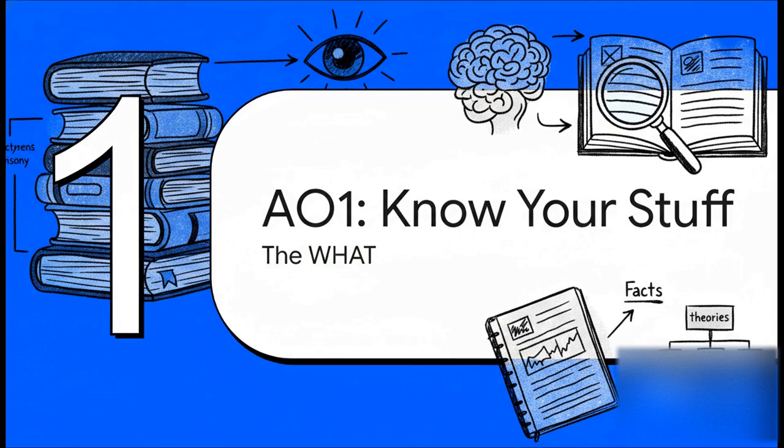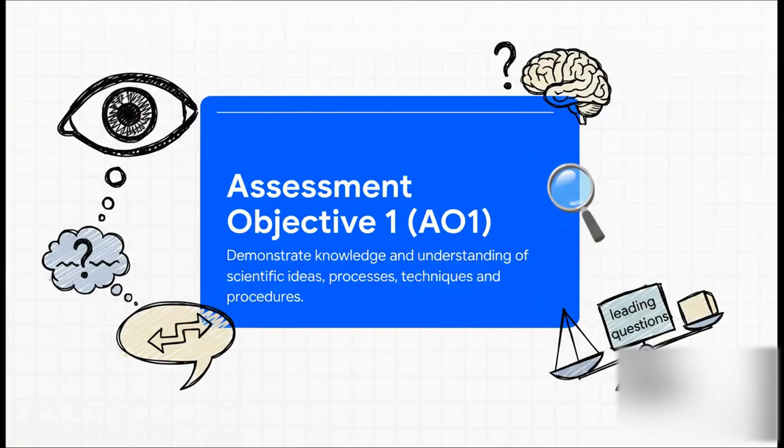All right, first up, your knowledge base. This is Assessment Objective 1, or AO1 for short. This is all about showing the examiner what you know. It's the facts, the theories, the key studies, basically the solid backbone of your entire answer. Now, the most important thing to remember for AO1 is that you have to be precise. For a question like ours, that means you've got to accurately outline the key research into misleading information.